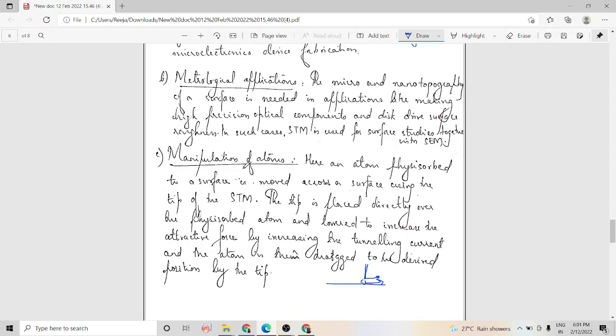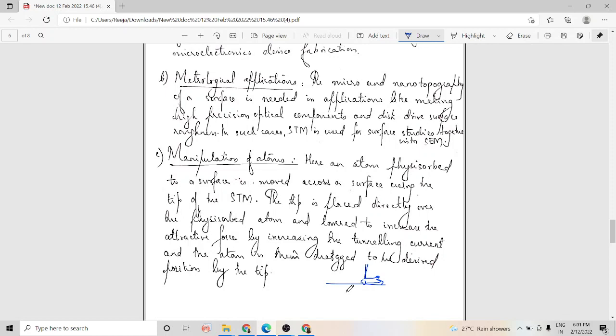So, that is the manipulation of atoms. That is, an atom physisorbed to a surface is moved across the surface using the tip of the STM. The tip is placed directly over this physisorbed atom and lowered to increase the attractive force by increasing the tunneling current, and the atom is then dragged to the desired position by the tip.